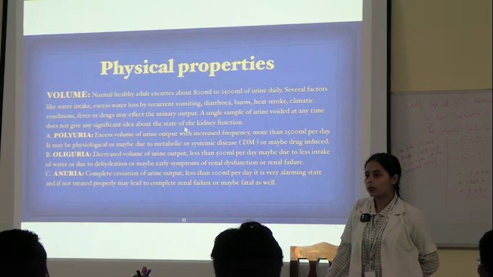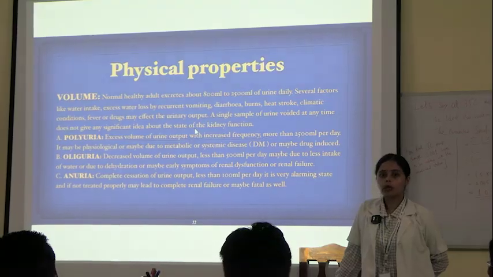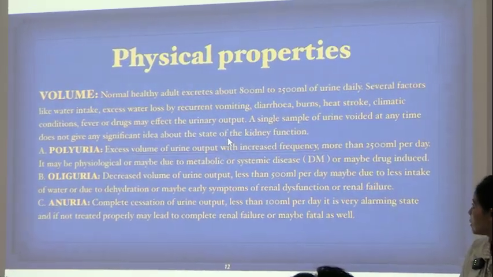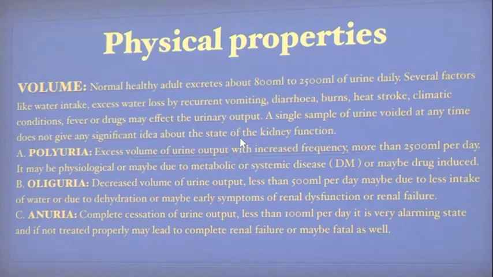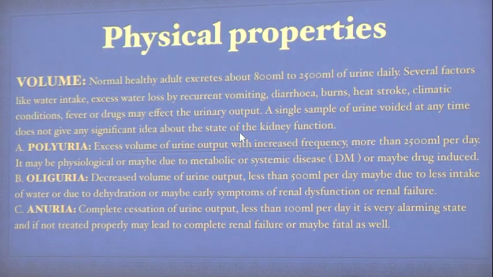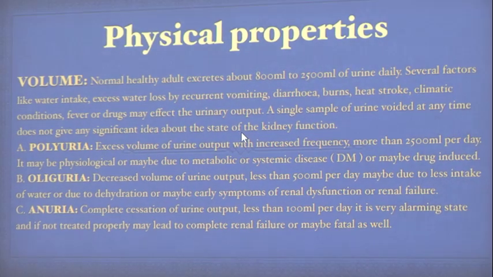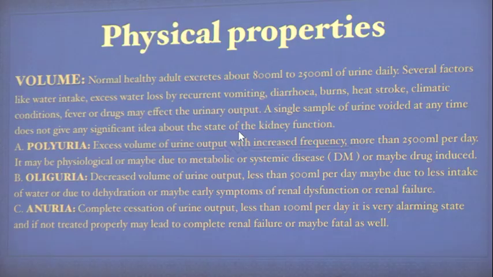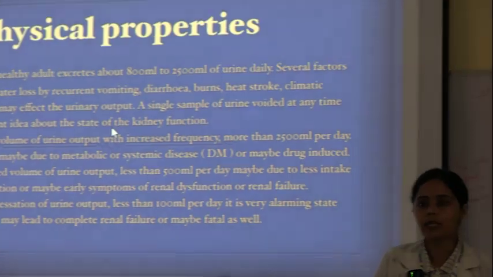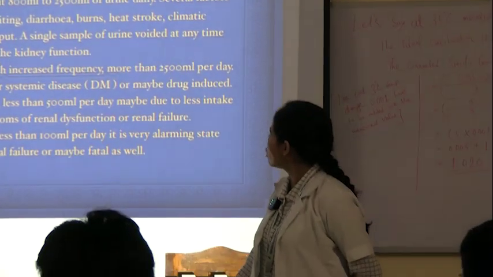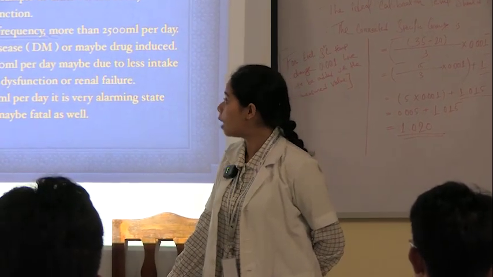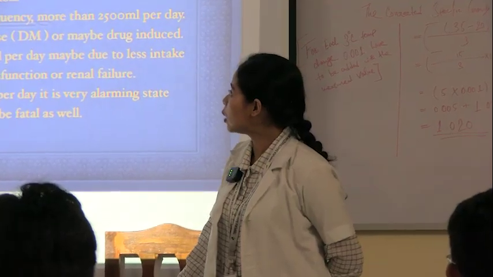Now during vomiting, what happens? We lose some electrolytes from our body, we lose water, that can also affect. In case of diarrhea as well, the same. Now burns: burn patients need fluid therapy, because the microcapillaries of the body ooze fluid out due to the burn. That can cause severe dehydration in the patient. That's why burn patients always need fluid therapy. Heat stroke and climatic conditions in some tropical regions can affect the volume of the urine output. Fever or drugs may affect the urine output as well.